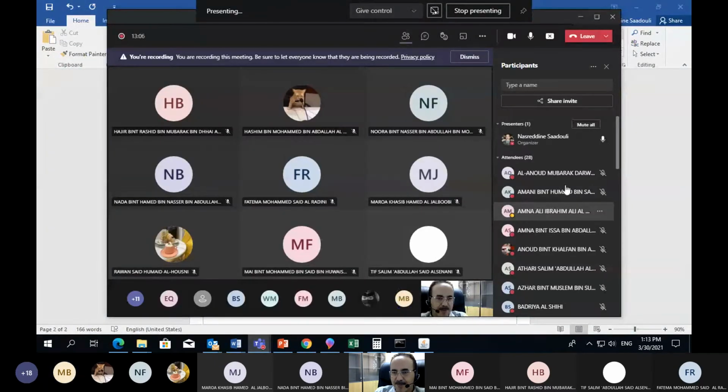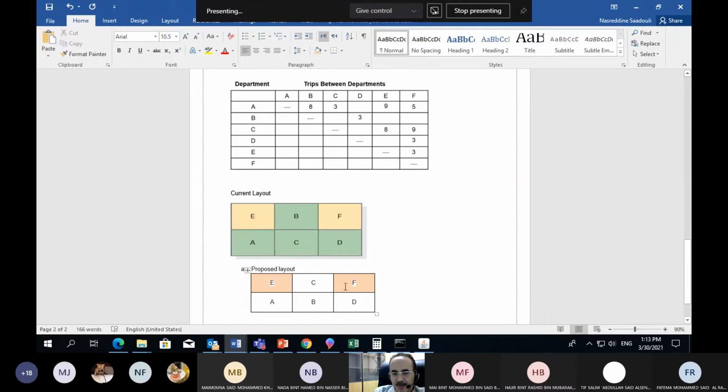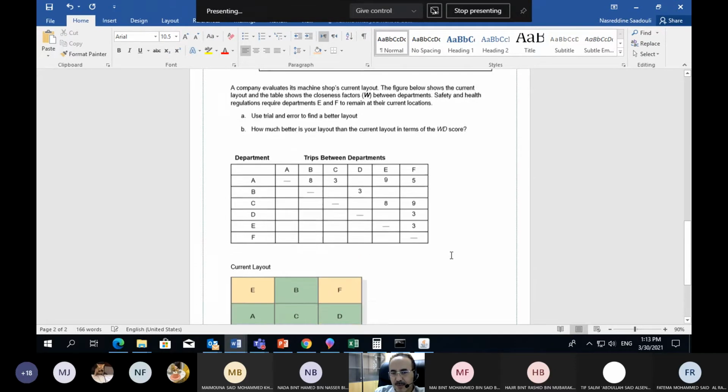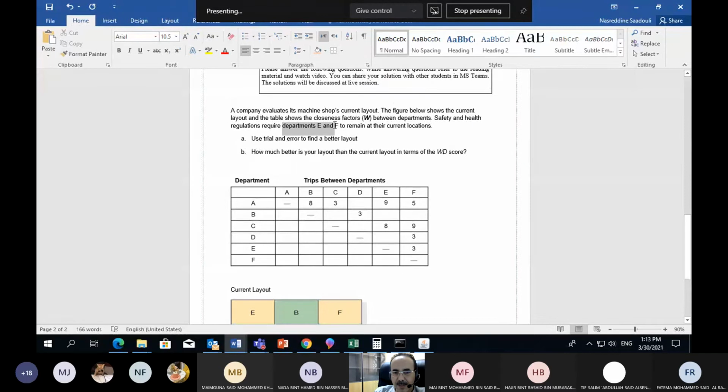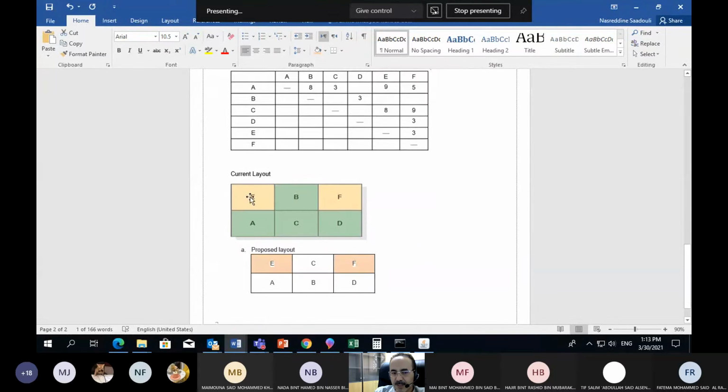Doctor? Yes. Could you please repeat this? Yeah, okay. The way we do this is I started first of all with the fact that E and F cannot be changed. How do I know that? It actually says here. E and F remain at their locations. So E and F are not going to change. Since E is here and F here, that's where they will stay. The question now is, where should I put the other departments, A, B, C, D?